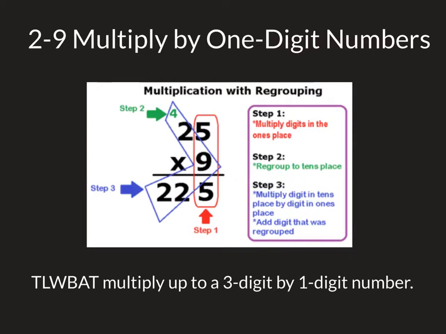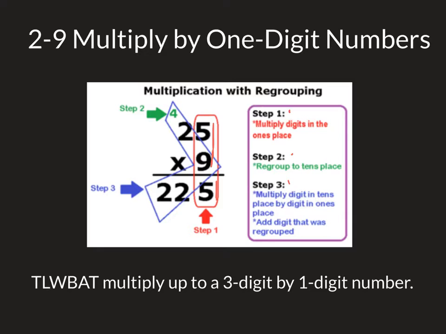So I would like you to pause the video and just take a look at each step along the way, especially if this is something that's new or newer to you. This is really good for us to read through. It says step 1, we multiply the digits in the ones place and put our answer right at the bottom, just like if we were adding.